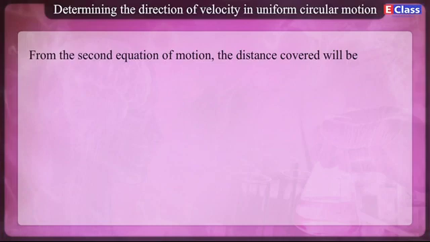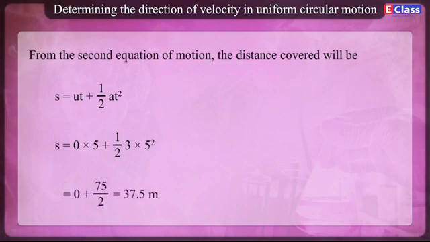From the second equation of motion, the distance covered will be s is equal to ut plus 1 upon 2 at square. s is equal to 0 multiplied by 5 plus 1 upon 2 multiplied by 3 multiplied by 5 square, which is equal to 0 plus 75 upon 2, which is equal to 37.5 meters.